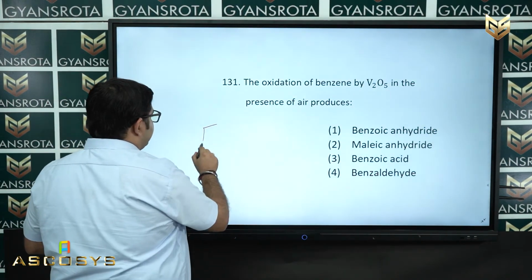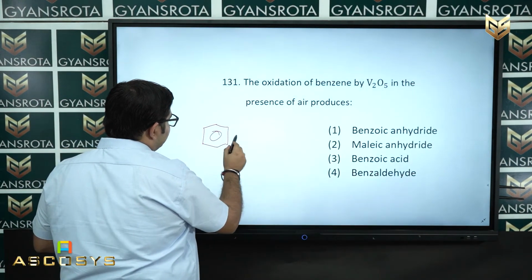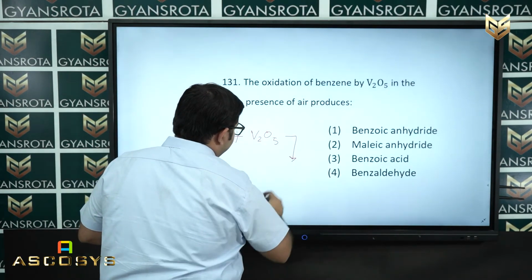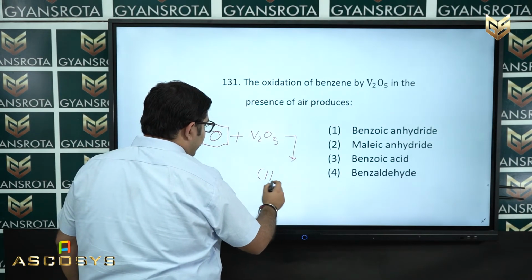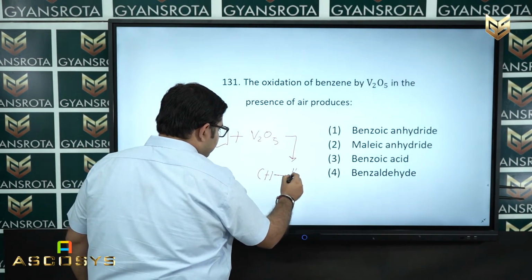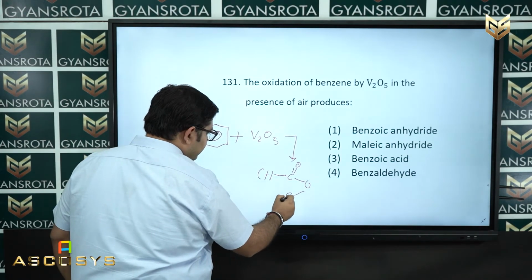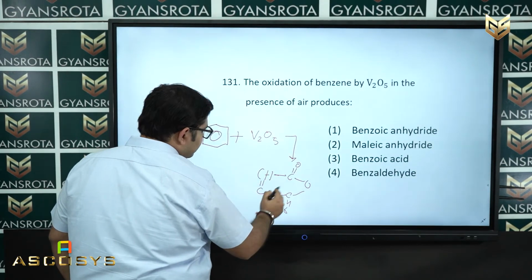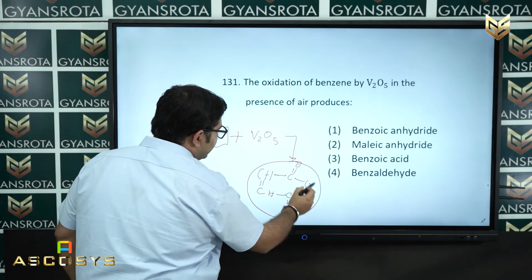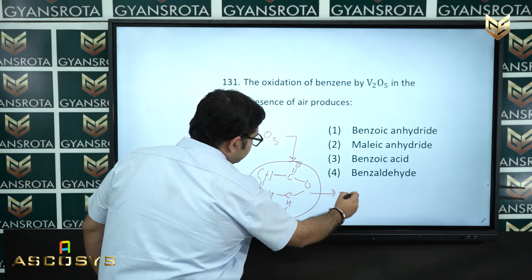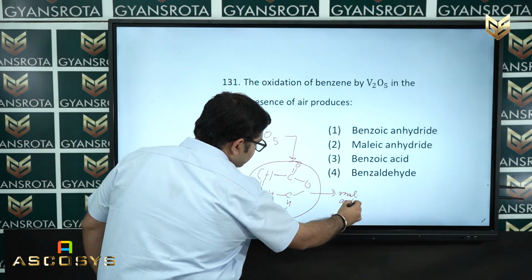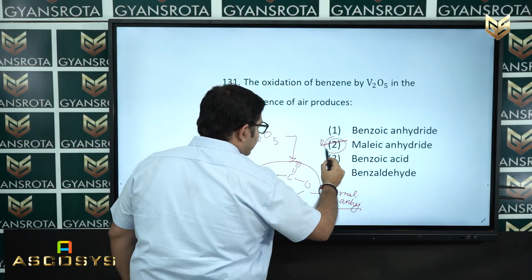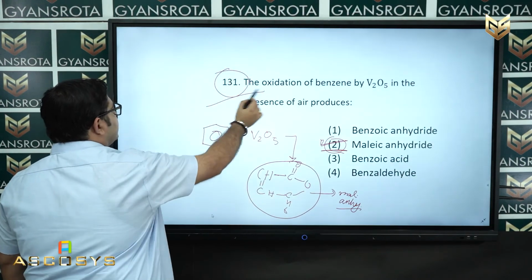So, what happens when benzene reacts with V2O5? It will give maleic anhydride. So, what is the structure of maleic anhydride? This is the structure of your maleic anhydride. Now, if you see the options, option number 2 is the correct answer of your question number 131.